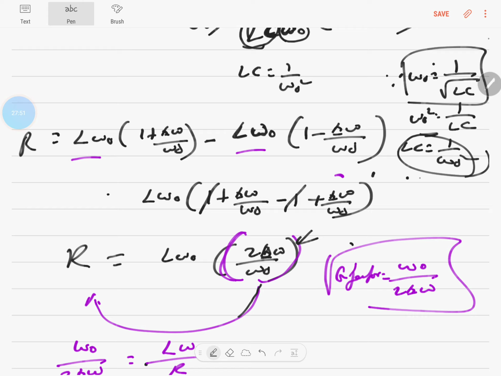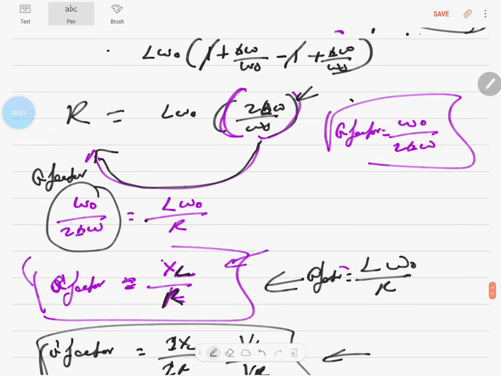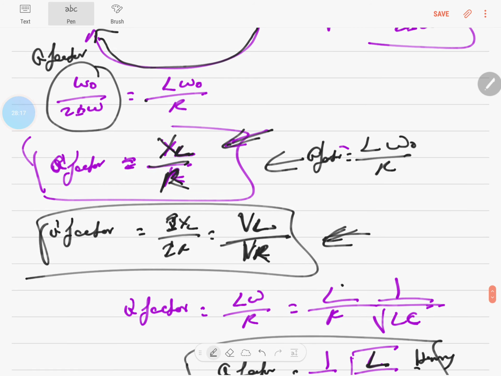So shift it to the left side and shift the R to the right side. So this becomes the Q factor, or sharpness of resonance, which is L omega naught by R, which is XL by R. So you got a new formula for Q factor, which is the ratio of inductive reactance to resistance. You multiply both by I, so you will also notice it is the potential across the inductor to the potential across the resistor. So you get another formula for Q factor or sharpness of resonance.